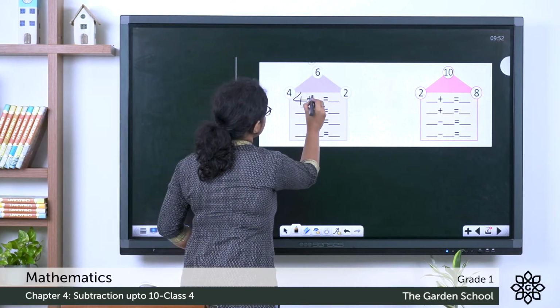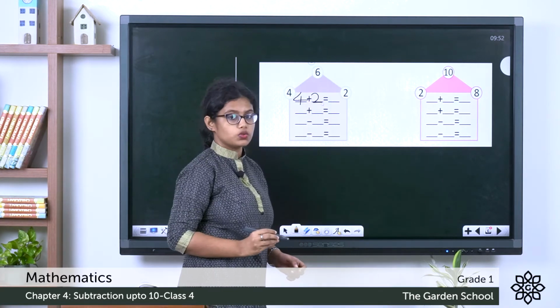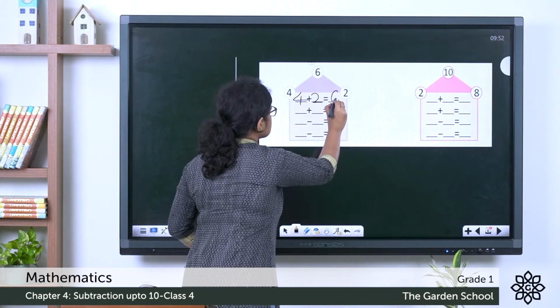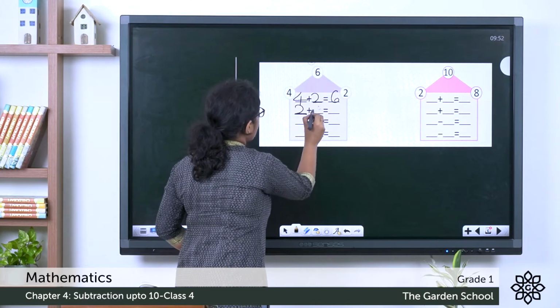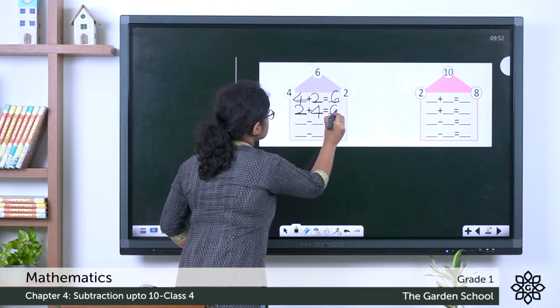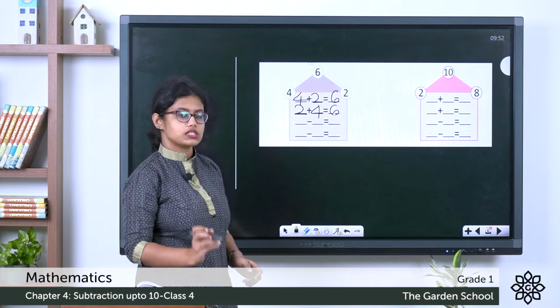4 plus 2. What is 4 plus 2? 4 plus 2 equals 6. Then we'll change the order and write 2 plus 4. 6. Again we get the answer as 6.